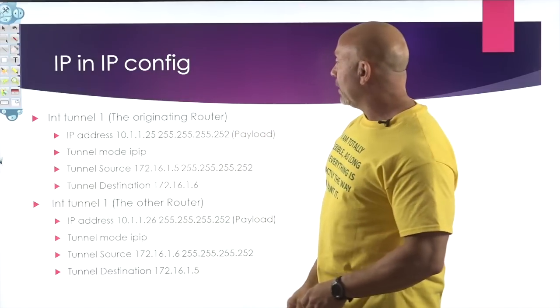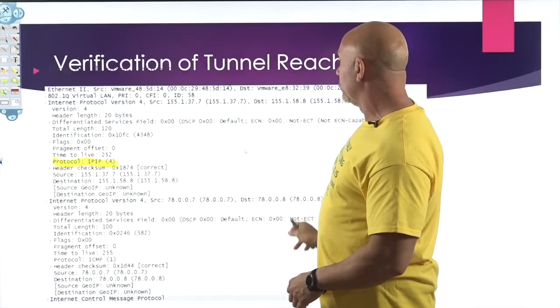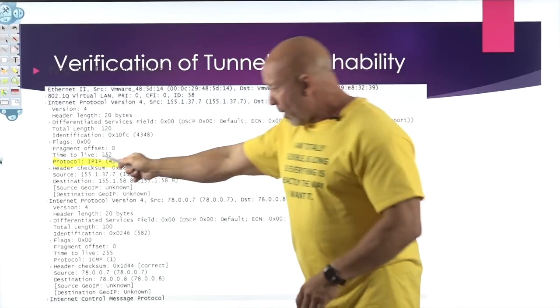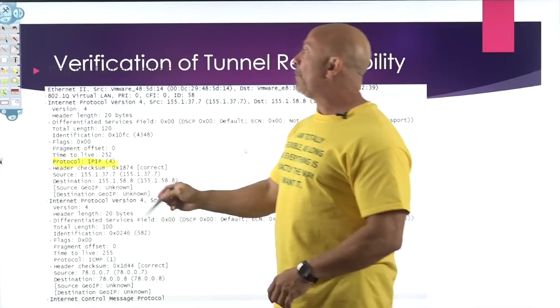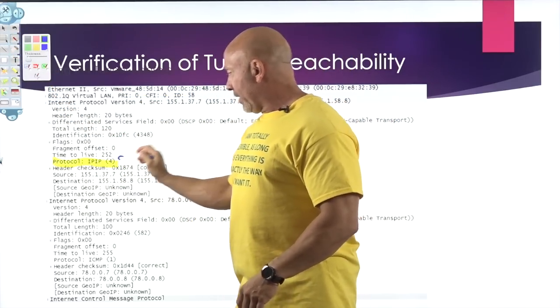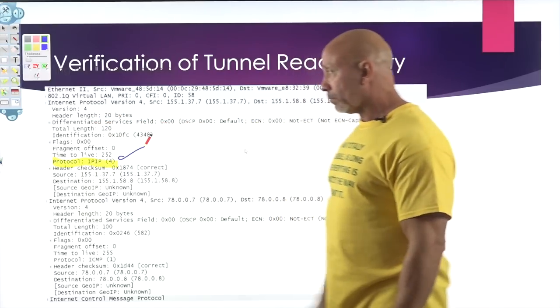Okay. And here we have verification of the tunnel reachability again. But this time we're using IP and IP. All right. And we know this because of this number right there. It's going to tell you. Again, it's within the header.